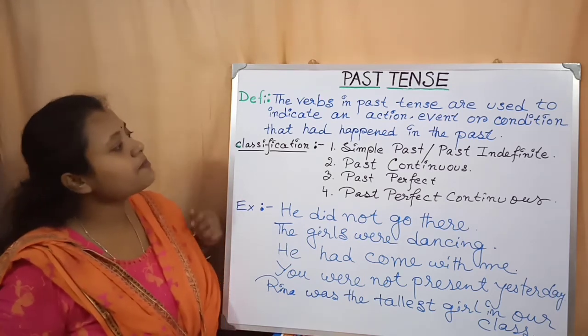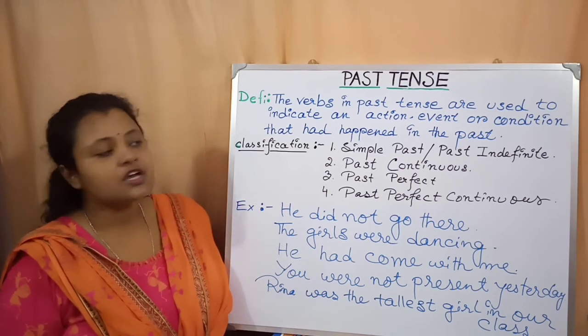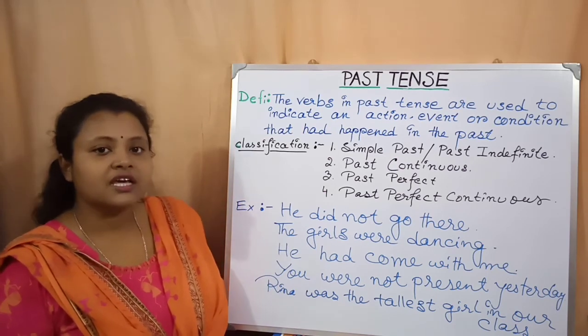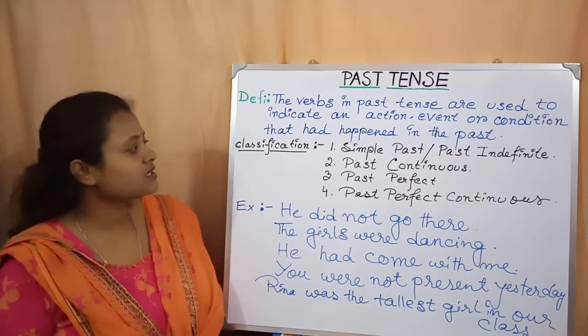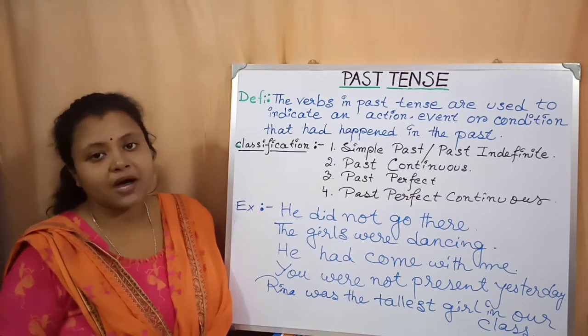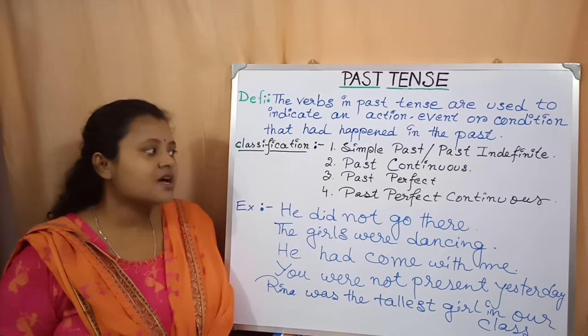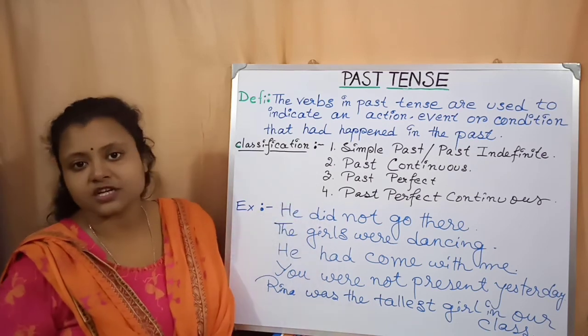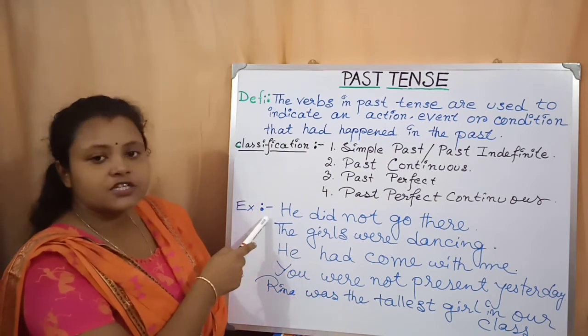The verbs in past tense are used to indicate an action, an event or a condition that has already happened or occurred in the past. So, there are four classifications of the past tense: simple past or past indefinite, past continuous, past perfect and past perfect continuous. Let me give you some of the examples.